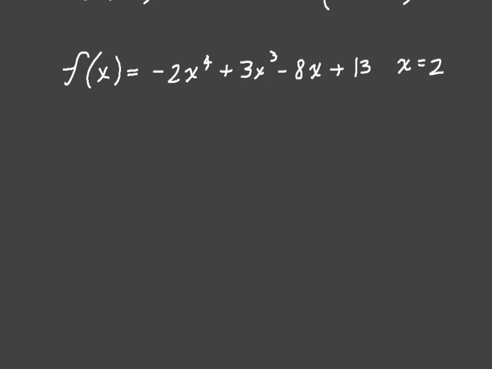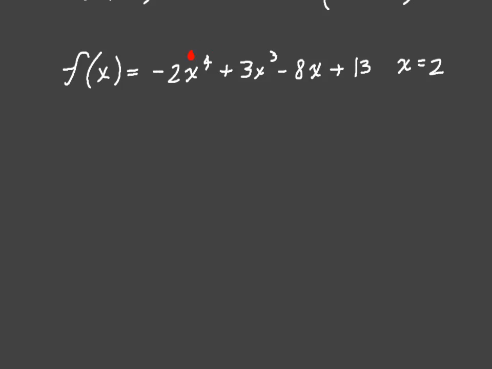Alright, so here's another example where we're going to use synthetic substitution to evaluate a polynomial when we're given an x value. So here's our polynomial: f of x equals negative 2x to the fourth plus 3x cubed minus 8x plus 13, and we're evaluating when x equals 2. So again, let's just take this in, check out this polynomial function we've got.